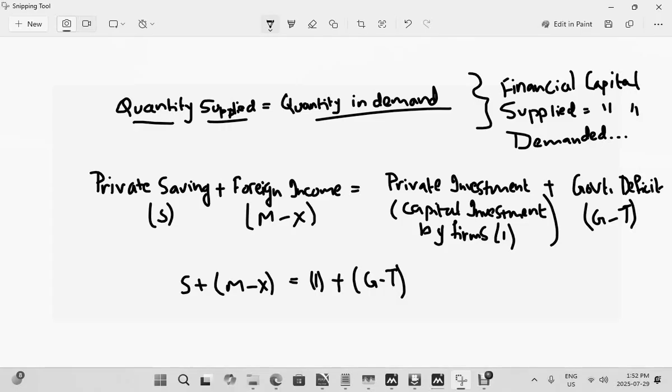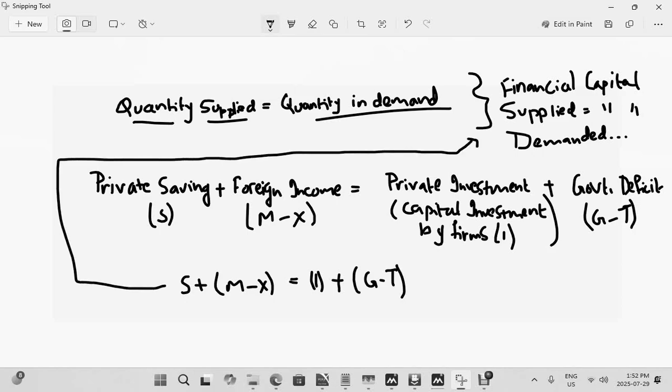So this is basically relevant to your financial capital, and it is a confirmation of the theory that financial capital supplied should equal financial capital demanded. It's more of a law than a theory, but either way, it has to do with financial capital.